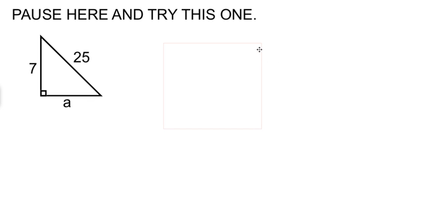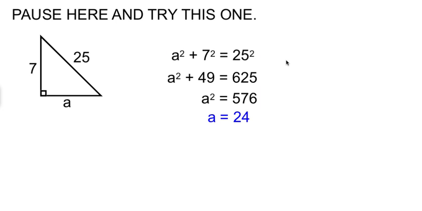So we're given a missing leg. So we're going to set it up, a squared plus 7 squared equals 25 squared. Doing a little arithmetic and subtracting, we get to a squared equals 576, so a is 24.